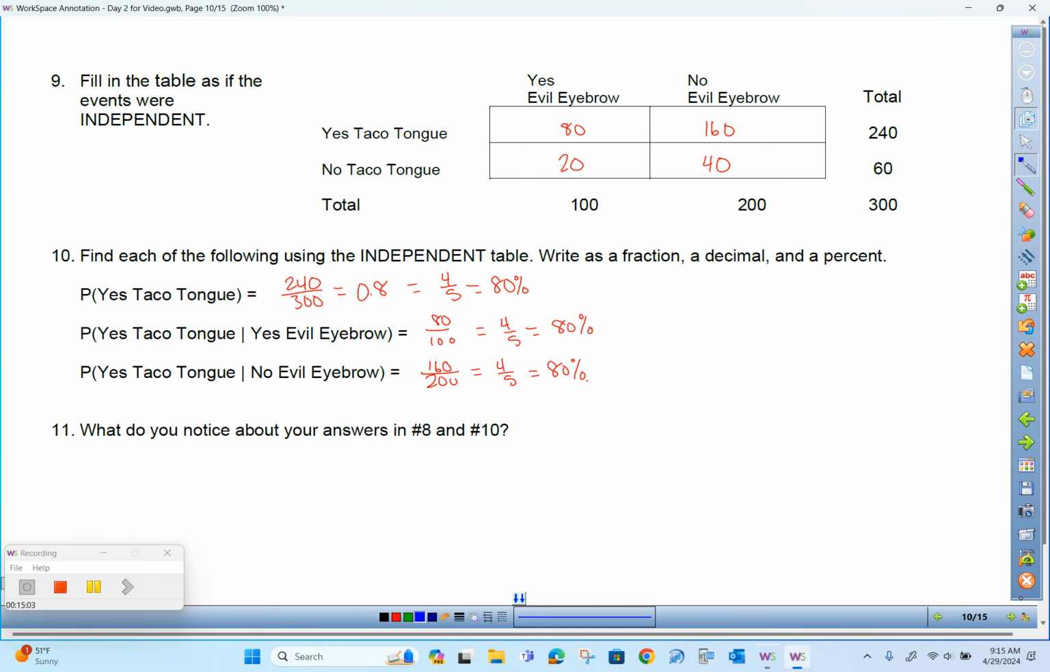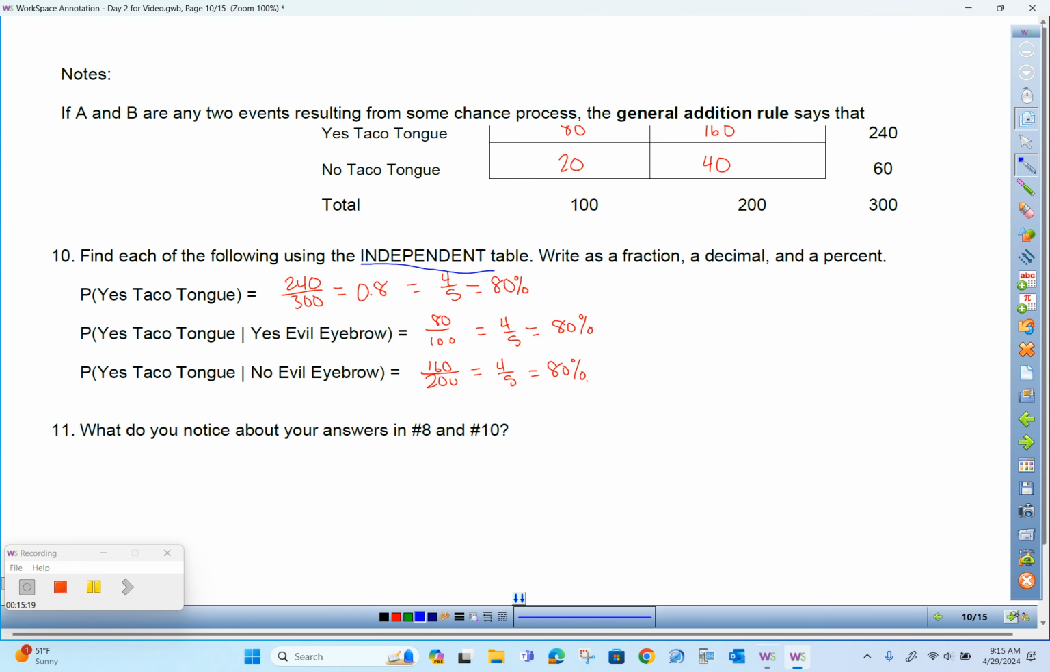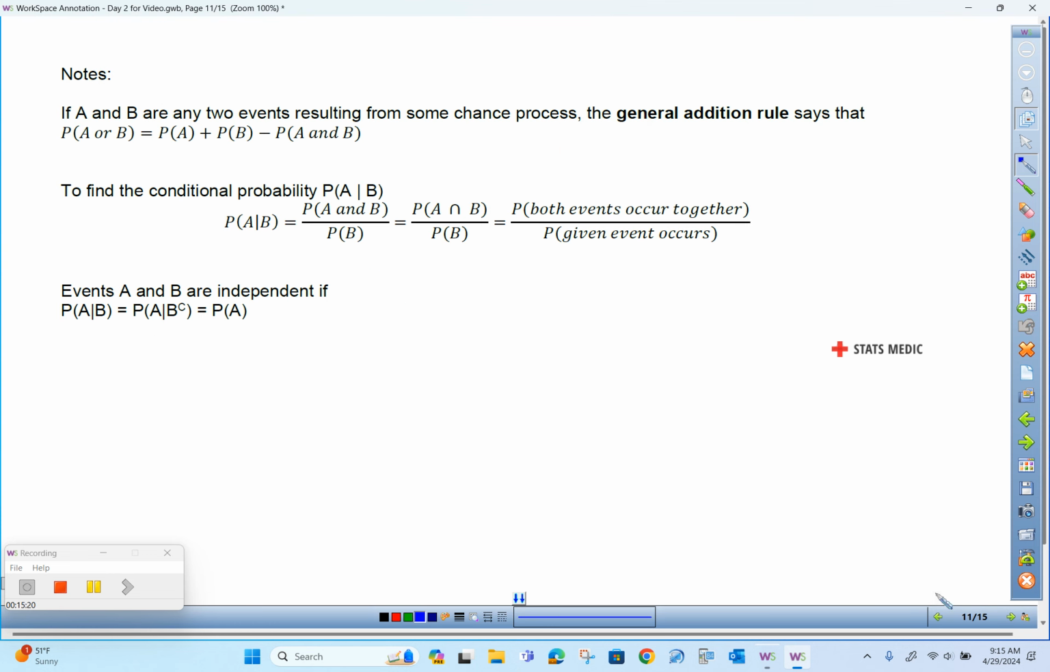Okay, hopefully you got that they were 80% all the way through, written as a fraction, a decimal, and percent. And you'll notice that in these problems, all the probabilities are the same with independent, whereas that is not true for dependent or not independent situations.